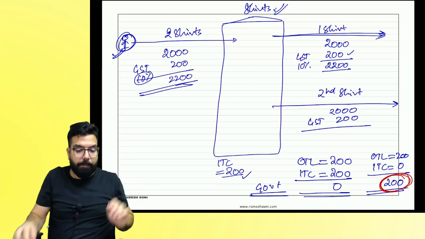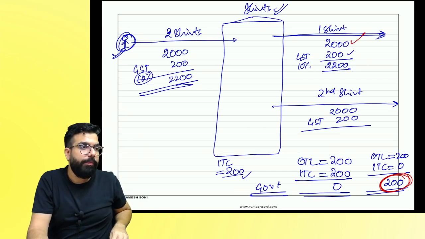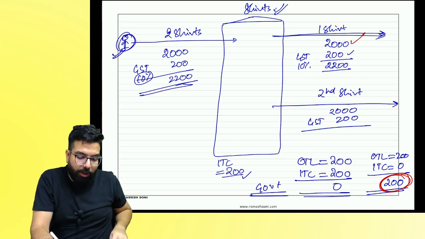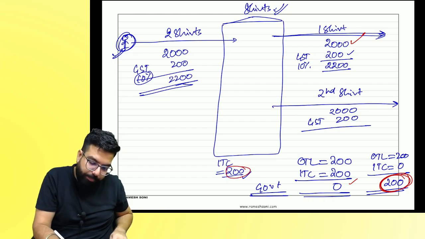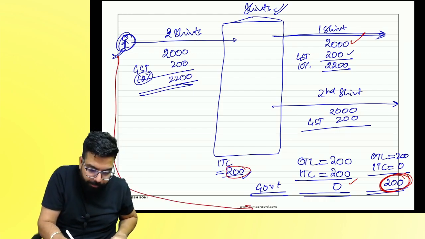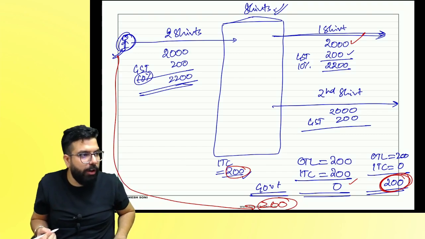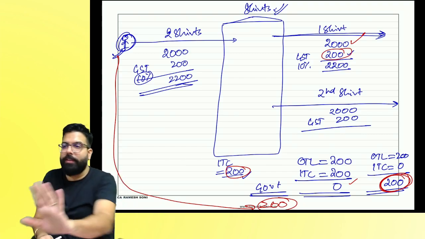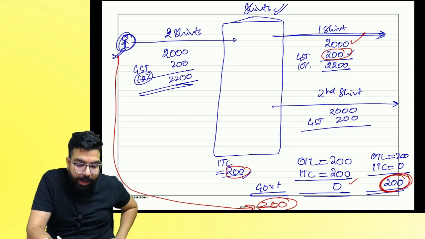Please tell me one thing. For the first shirt, I did not pay anything. Why? Because I had already paid. The government had already got from him, no? 200 rupees the government had already got. And the customer paid 200. Do you agree with me? In the second shirt, I had to pay him how much?